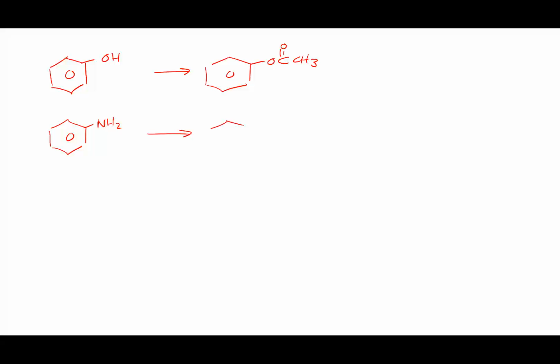Okay, here's where we left off on Friday. Assuming we know how to put an OH group on a benzene ring, we need to be able to convert it to an ester. Assuming we know how to put an NH2 group on the ring, we need to convert that to an amide.